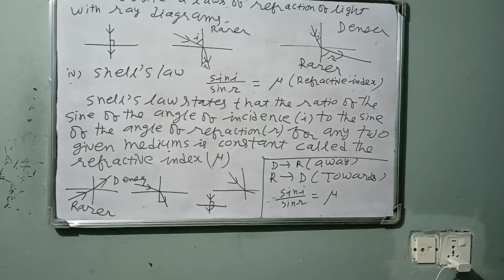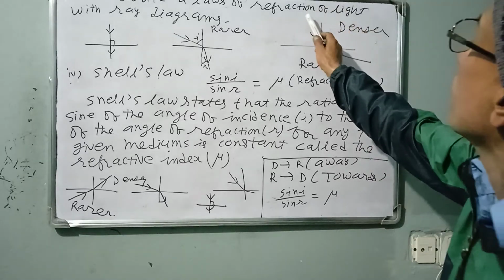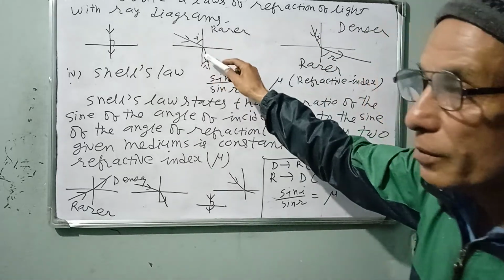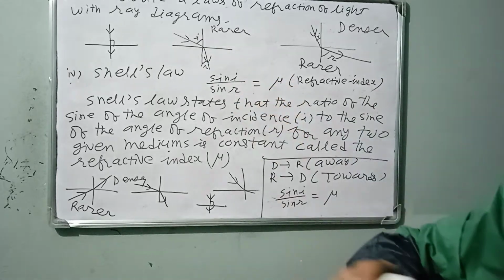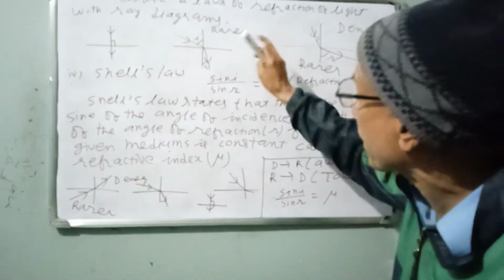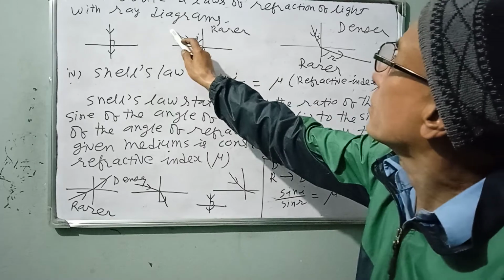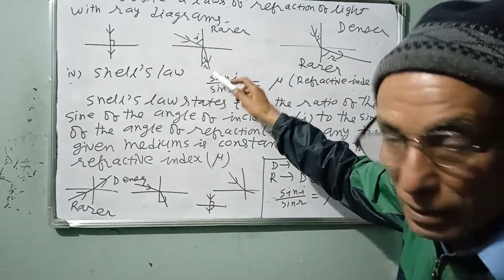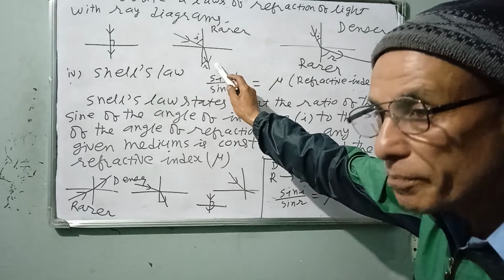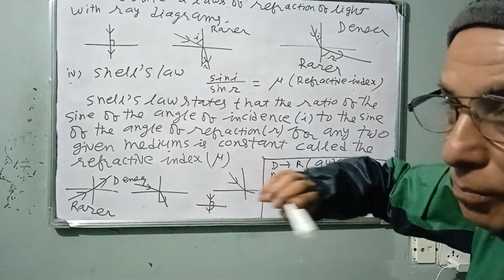So I have written four laws: the laws of reflection of light, three laws of reflection of light, and four laws of refraction of light. The first law seems to be very similar. The incident ray, the reflected ray, and the normal all lie in the same plane. That is the first law of reflection of light, not refraction, reflection. But here you have to write down the incident ray, the refracted ray, and the normal to the point of incidence all lie in the same plane. There is one difference: refracted ray, not reflected ray.